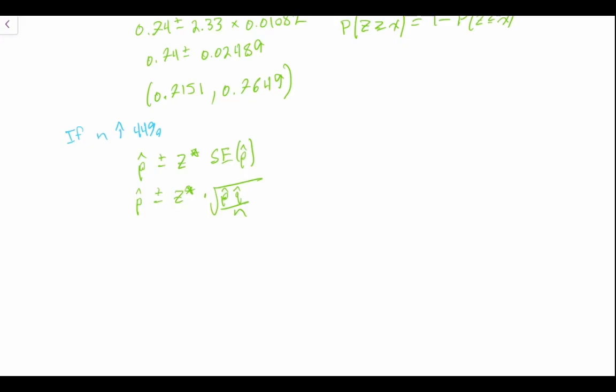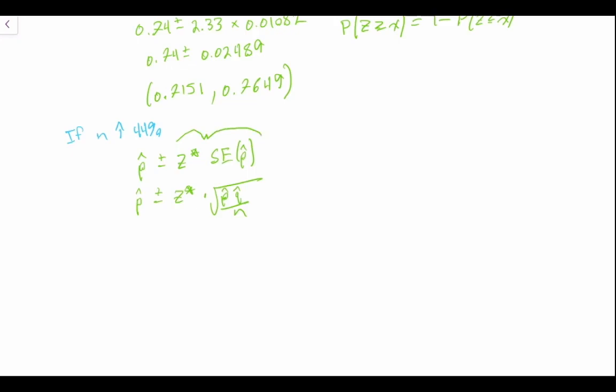Now, importantly, the size of the sample matters in this equation. So if we are increasing our sample size by 44%, we are going to change the size of our standard error, which we can infer is going to change our confidence interval. Or a better way of saying that is it will change our margin of error, remembering that our margin of error is this part of the equation right here, our z star times our standard error of p hat.